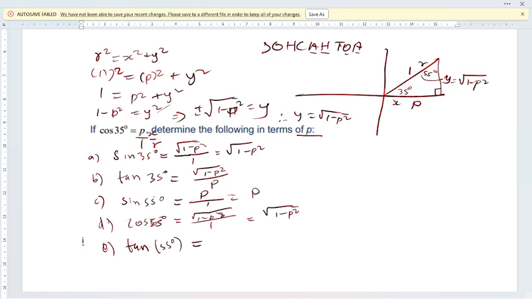Alright, tan 55 again. Opposite over adjacent. Now what is the opposite of 55? P. What is the adjacent of 55? Square root of 1 minus p squared. Can you see the definition there? Yes, as long as the diagram is complete. But if you have gaps in the diagram, not all. I'm done. Any question?